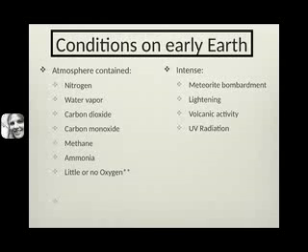So in addition to the atmosphere not being conducive to human life, the rest of the environment was also very intense. There was meteorite bombardment, there was lightning, there was volcanic activity, and there was no ozone, so there was intense UV radiation. By the way, I realize I spelled lightning wrong. Every time I look at this slide, I remember and then I forget. So don't spell lightning like that.